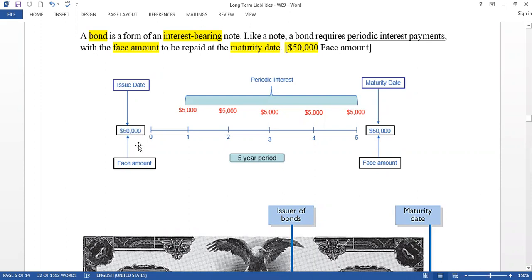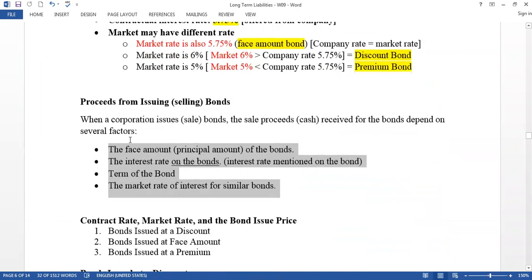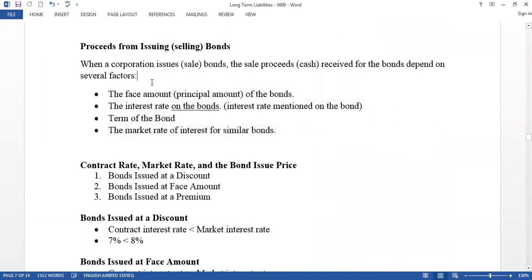So the money you are going to receive today is not mentioned. It should be calculated, and it should be calculated based on the market rate. So be careful when we are going to calculate the sales proceeds, that means how much cash you are going to receive today.